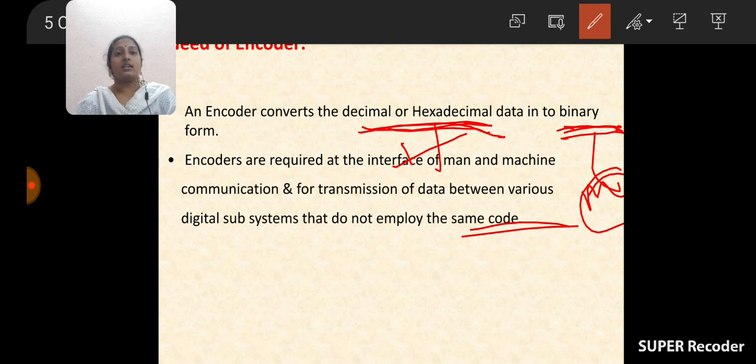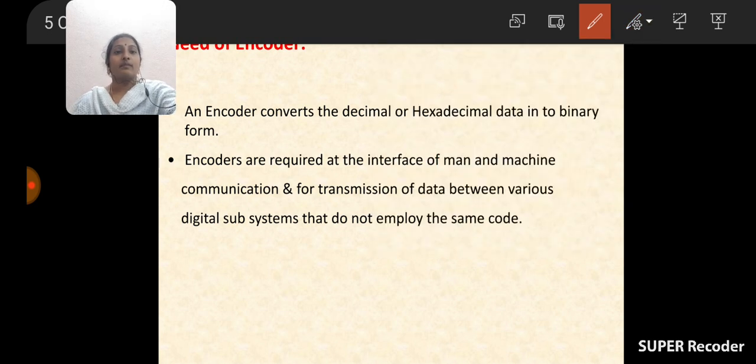Decimal or hexadecimal numbers can be understood by human beings, and binary numbers can be understood by the machine. So encoders are required for the interfacing of man and machine communication, and for transmission of data between various digital subsystems that do not employ the same code. While sending, we send decimal data, and while receiving, the receiver may be able to receive only binary information. So there we use encoders.